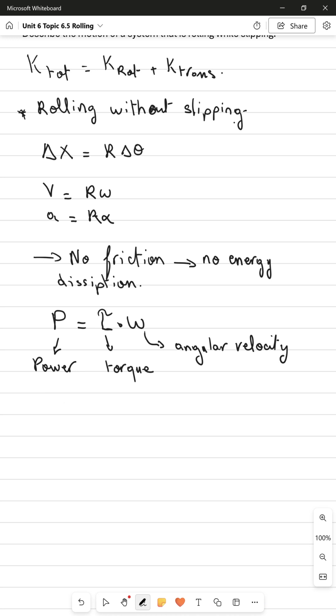Now we can prove that this is going to be the same as force times velocity. For example, we know that torque is equal to R times F and omega is equal to V over R. If I replace them, P equals the torque RF multiplied by V over R, we get F times V. So that would be for the rolling without slipping.